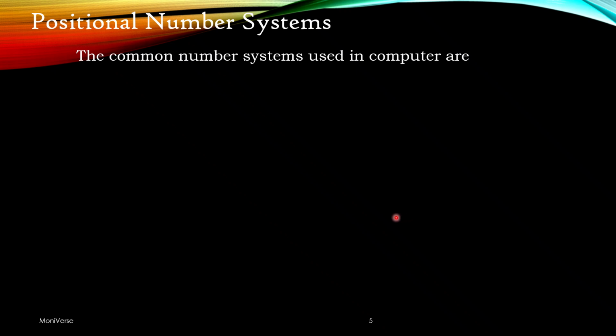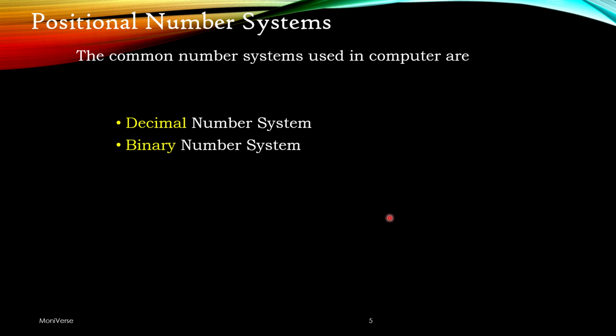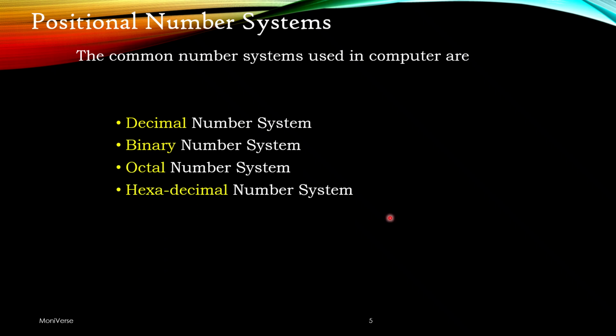So the common number systems used in the computer are the decimal number system, binary number system, octal number system, and the hexadecimal number system. So now we are going to see what these number systems show their numbers as.